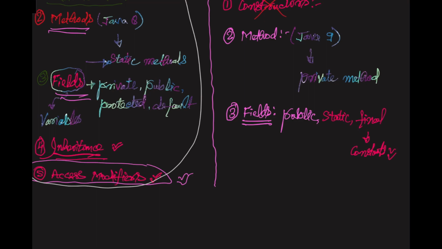We have checked here that was inheritance. Just let me highlight it. Yes, here we have checked inheritance. So the fourth one, in interface, I'm going to check inheritance. Fourth one is inheritance.